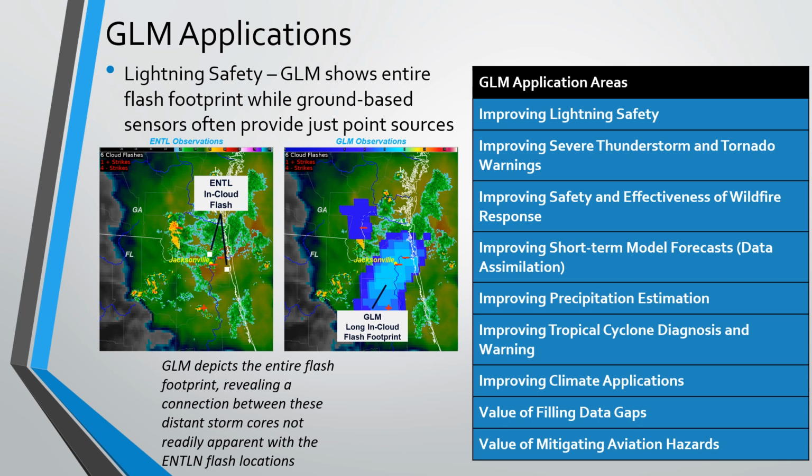The GLM is a unique instrument that shows the entire flash footprint of a flash, while ground-based sensors often provide just point sources. This allows forecasters and responders to see the entire spatial coverage of lightning flashes, including where lightning strikes may be affecting other resources that are not shown by these point sources.